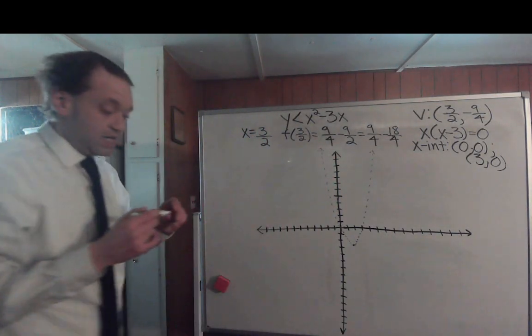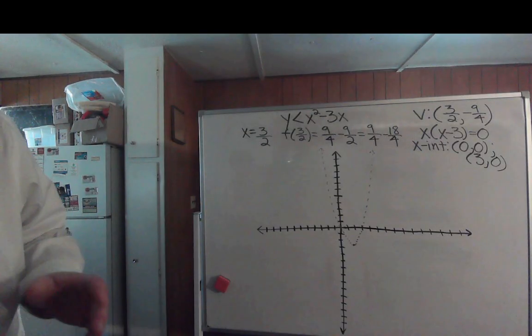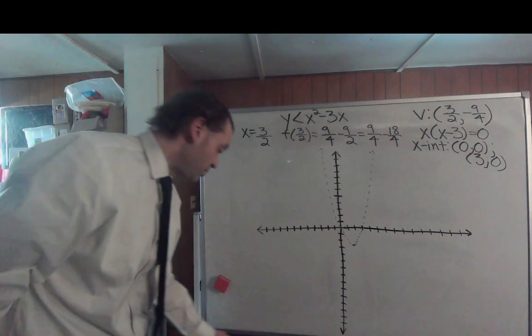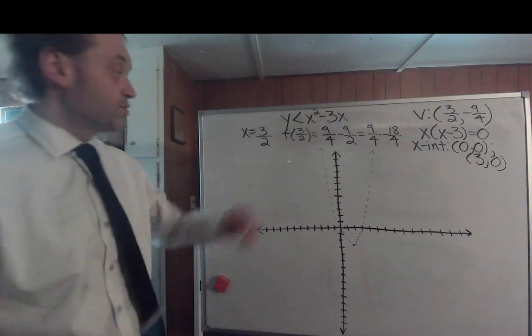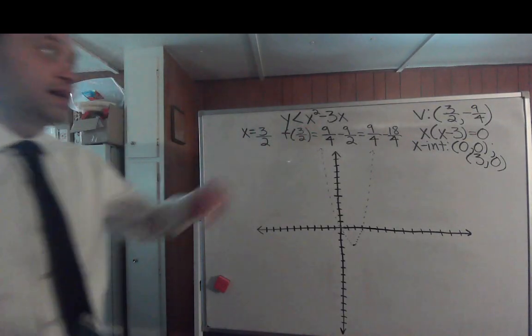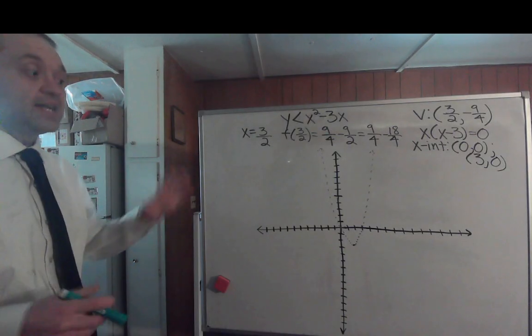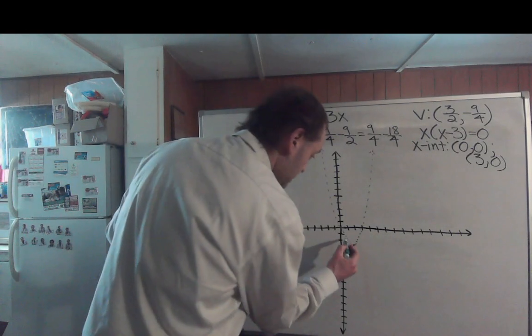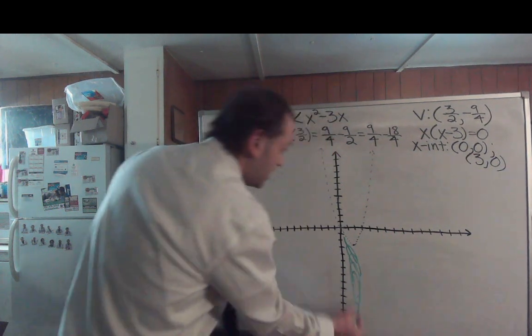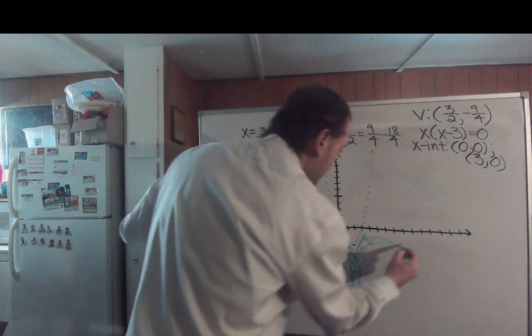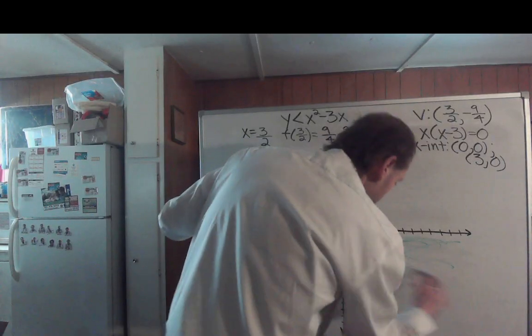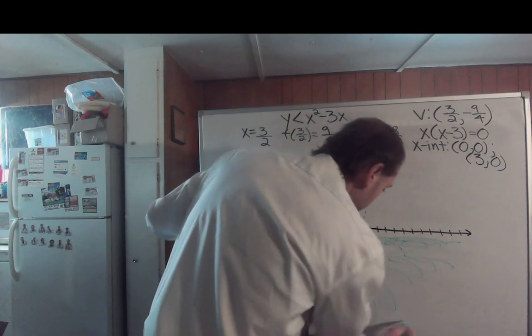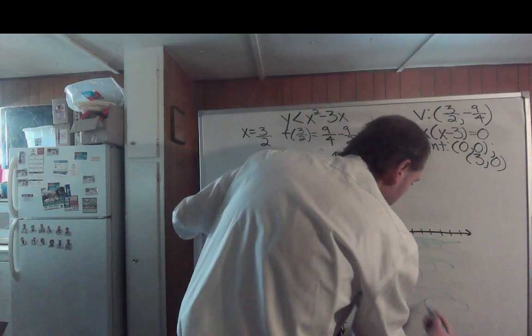Alright, we got our dotted parabola since that's not going to be part of the solution. Now, we need to shade the region where y is less than x squared minus 3x. That's everything below the parabola. So get ready to do an awful lot of shading again. Everything below this parabola has got to be shaded, since it's just less than.